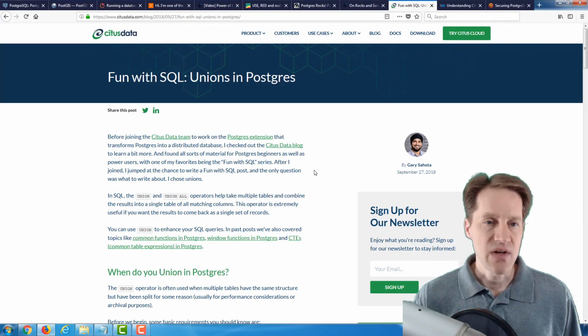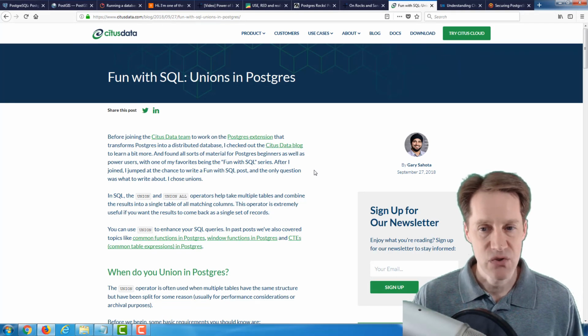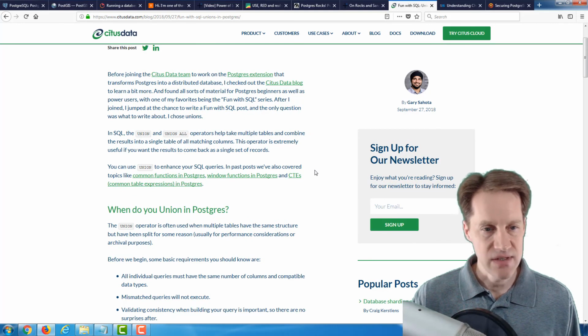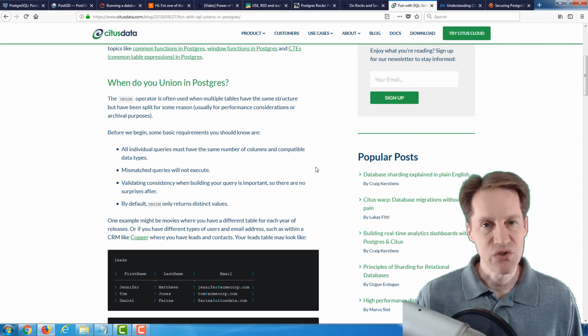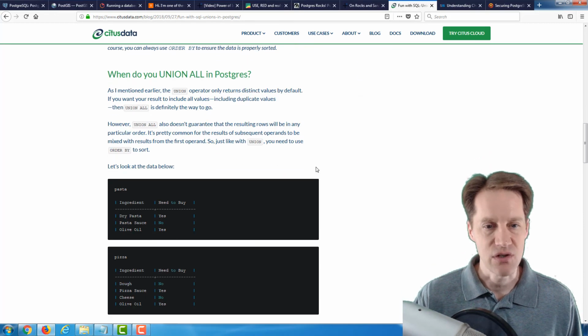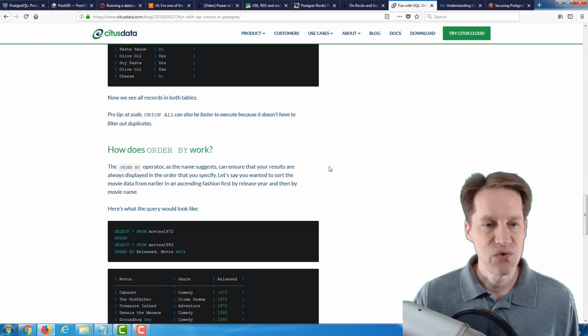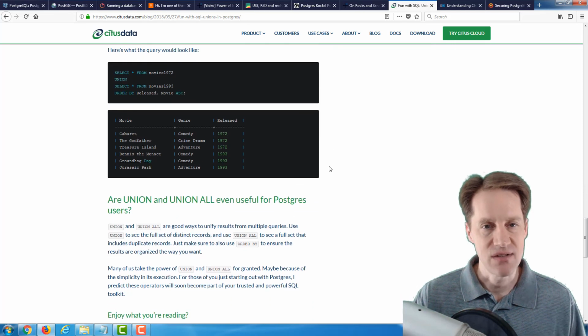The next post is Fun with SQL: Unions in Postgres. And this is from the citusdata.com blog. And it's a relatively simple and short post. Again, their SQL series is like that. It covers UNION and UNION ALL. So basically, UNION enables you to merge two tables together, and UNION automatically does a distinct between the rows that are selected, whereas UNION ALL shows all rows, not distinct. So if you think you might have some use cases that could benefit from a union, definitely a blog post to check out.